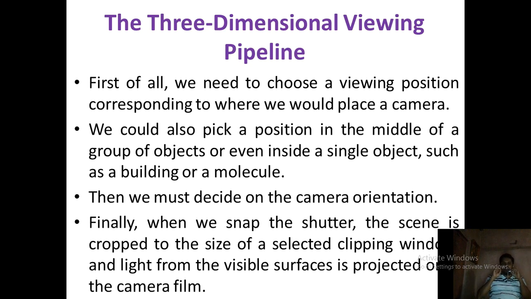Then finally, when we snap the shutter, the scene is cropped to the size of a selected clipping window, and light from the visible surface is projected on the camera film. Whatever area your camera has covered, only that part of the image is taken into the projection plane. That is what clipping means. Whichever part is not covered by your camera lens, that part is clipped, meaning we are cutting it out. Only the objects that come through my lens, only those parts we will capture and print. That is clipping, right? You crop to the size of the selected clipping window, and the light from the visible surface is projected on the camera film. This is the procedure we normally follow.